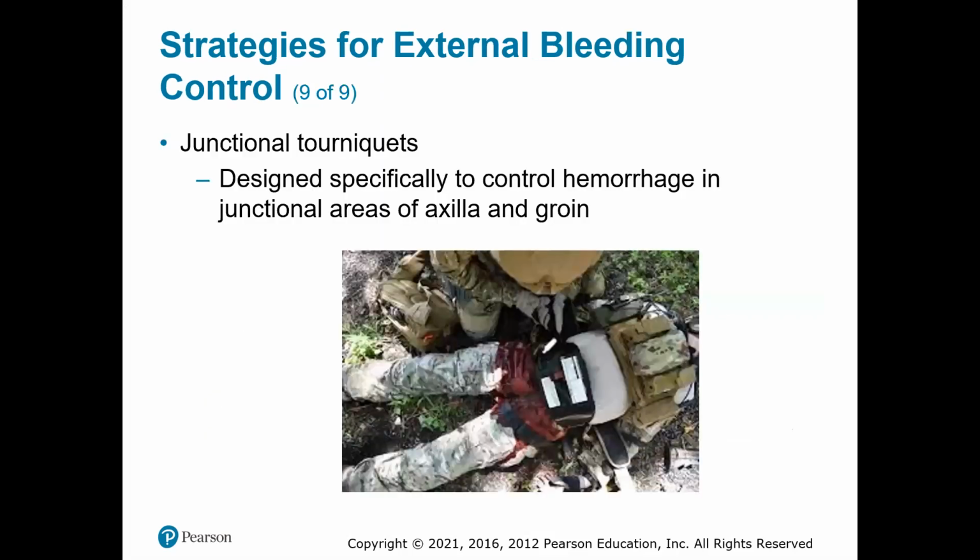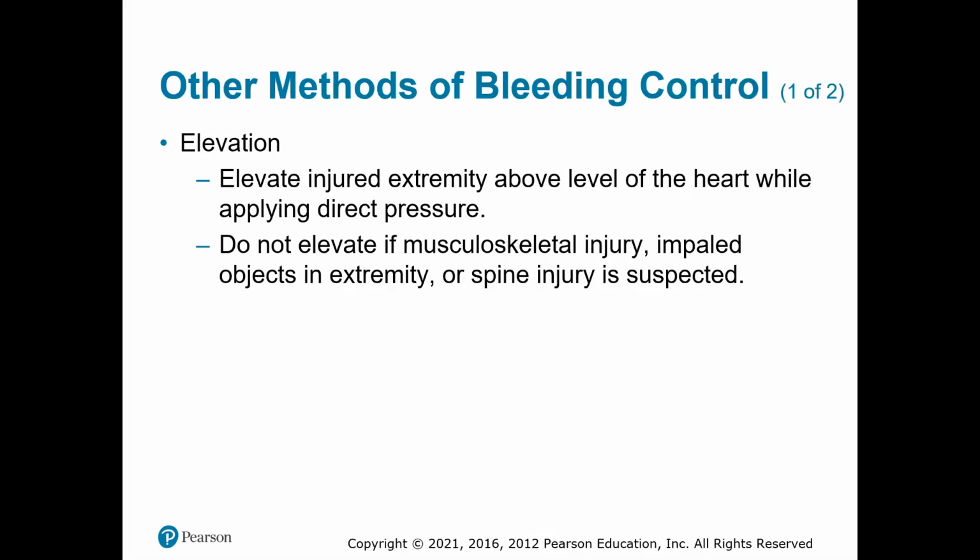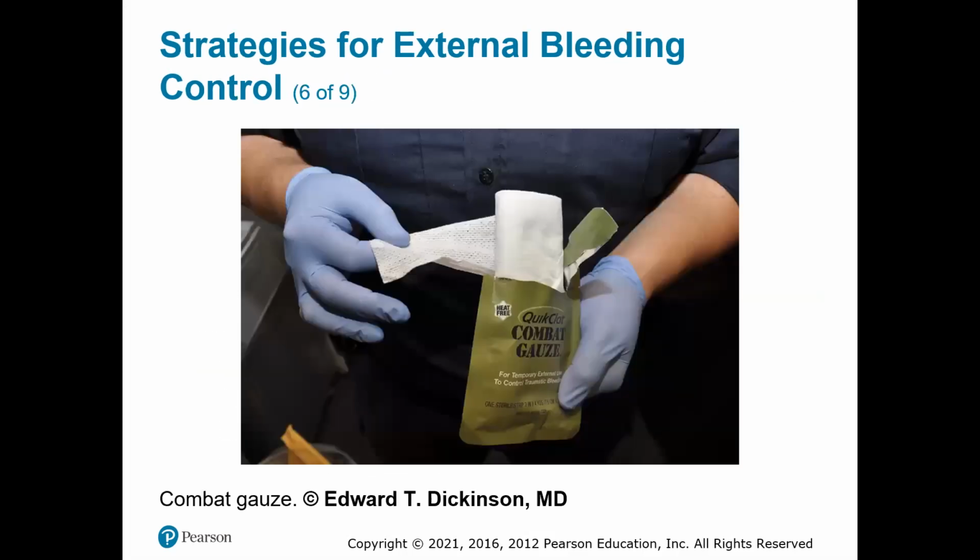So junctional tourniquets, there's a specialized one. It's kind of like a big tourniquet. You might see these in specialized areas. It puts pressure in the axilla and groin area, and tries to help control that bleed. If you don't have that for the junctional area, definitely use your hemostatic agent or your QuikClot to try to control that bleed.